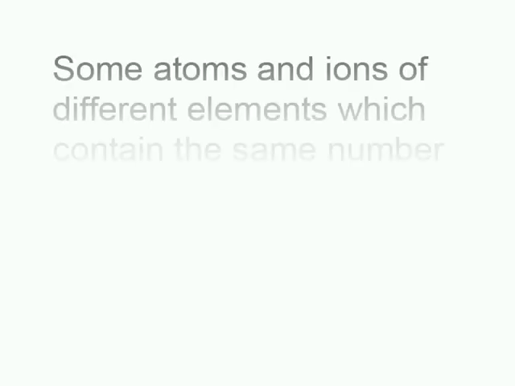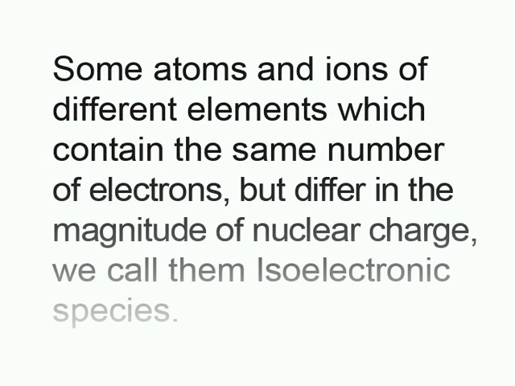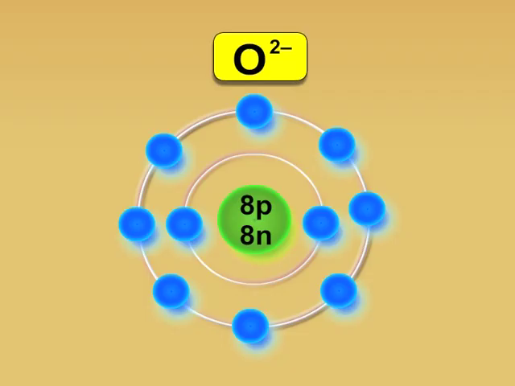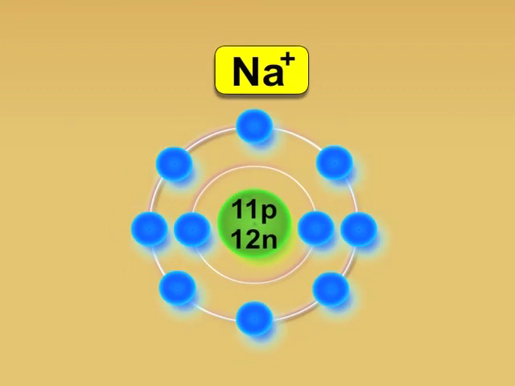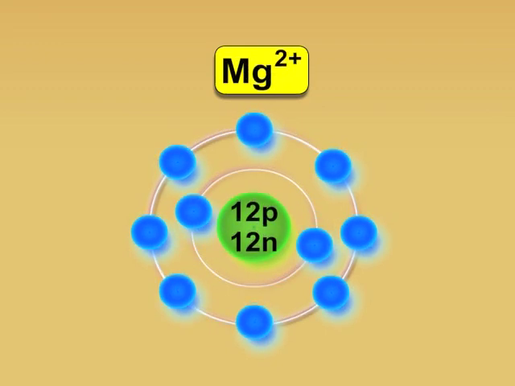Students, some atoms and ions of different elements contain the same number of electrons but differ in the magnitude of nuclear charge. We call them isoelectronic species. For example, oxide, fluoride, sodium and magnesium ion have the same number of electrons, that is 10.